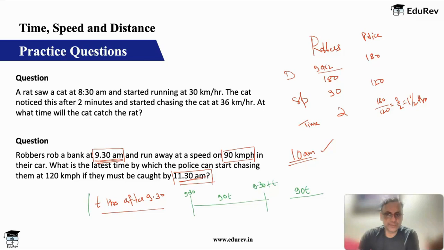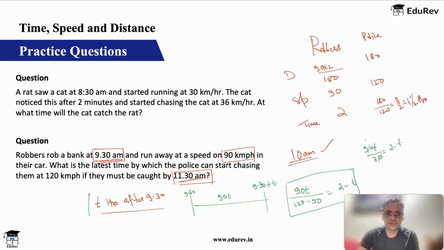Both of them are running in the same direction, so the speed will be 120 minus 90 is equal to time taken to catch. And time taken to catch is how much? Total from 9:30 to 11:30 is 2 hours, and whatever hours they start late, that will get subtracted. So this will be your equation. Time they have to catch the robbers is 2 minus t. So this is your relative speed concept now. So this changes to 90t upon 30 is equal to 2 minus t.